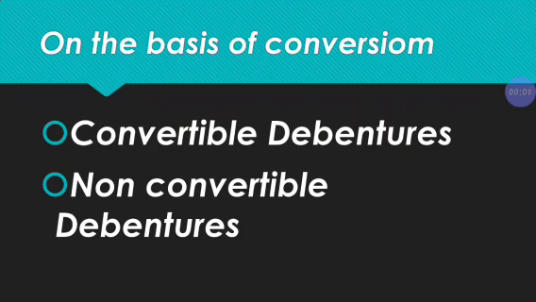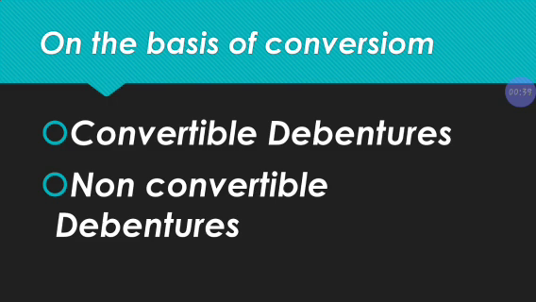Let us move to the next type, that is on the basis of conversion. Under this we are going to learn about convertible debentures and non-convertible debentures. Now convertible debentures, as the word itself suggests, are to be converted into equity shares. These debentures can be converted into equity shares after a specified period of time, which is mentioned in the debenture certificate. It is also approved by a special resolution in a general meeting before being issued to the public. All the decisions are taken beforehand, before issuing in the market.